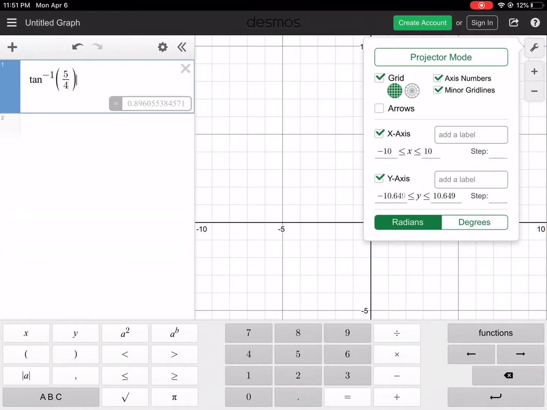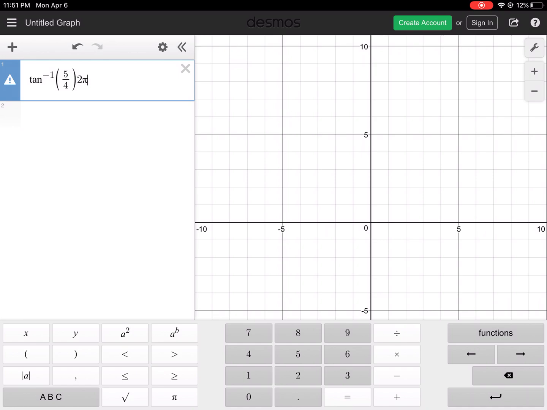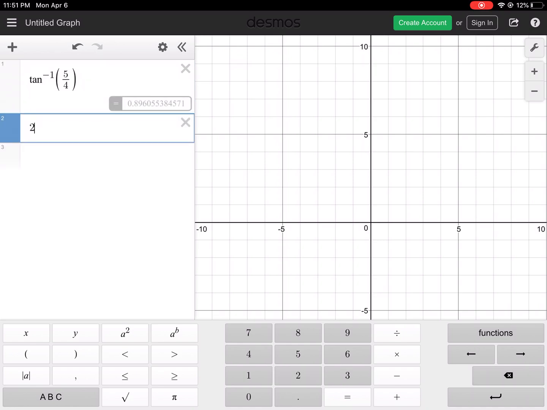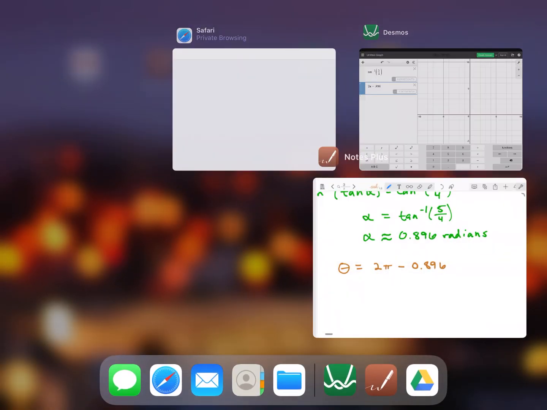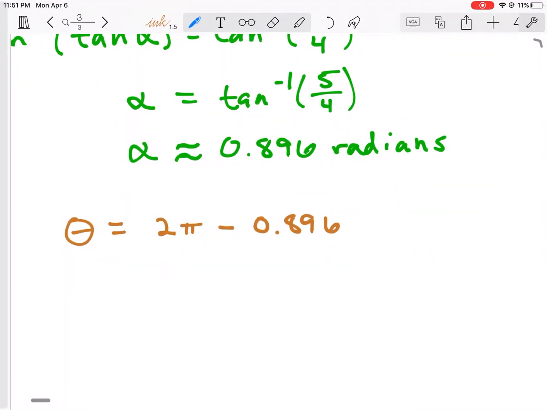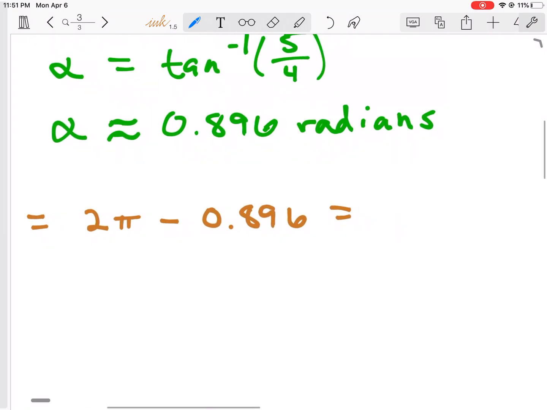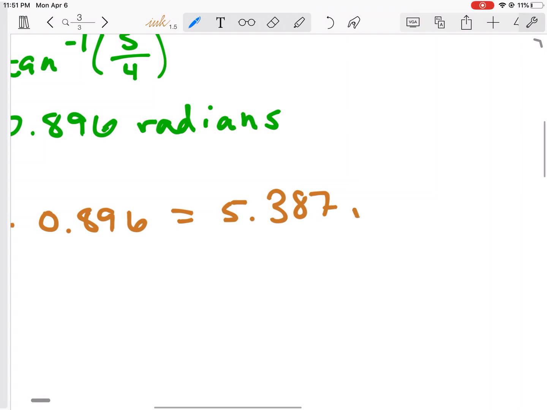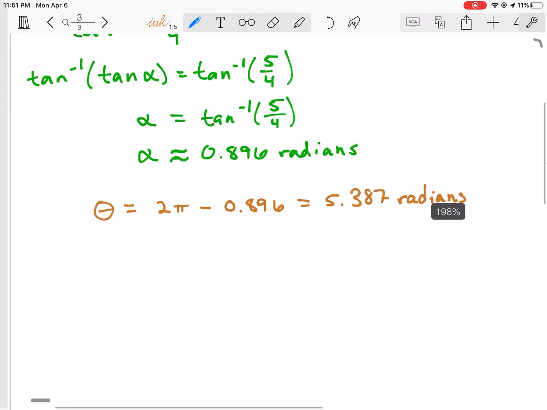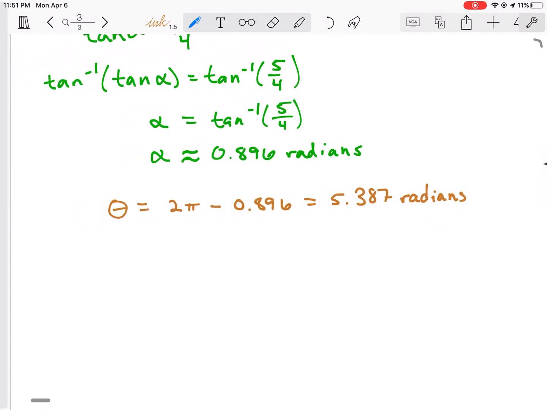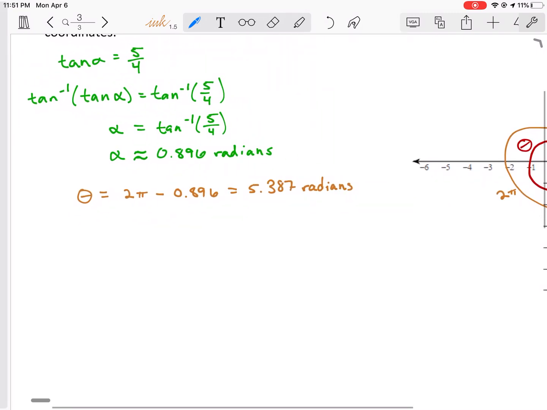Head back to the calculator. 2 pi, do it down here, 2 pi minus 0.896 gives us 5.387. So theta is equal to 5.387 radians. So we know theta now, cool.